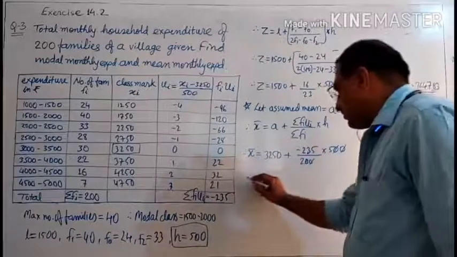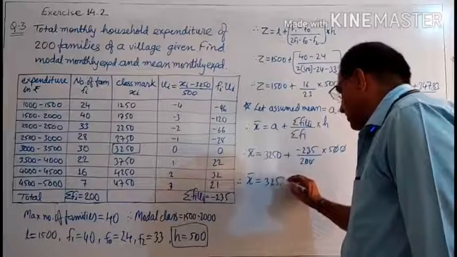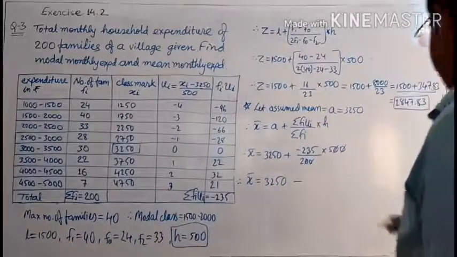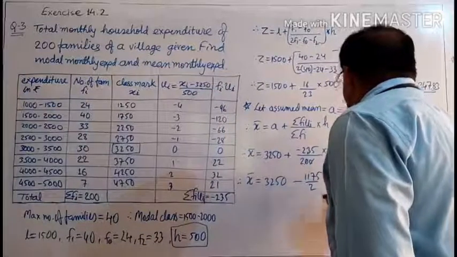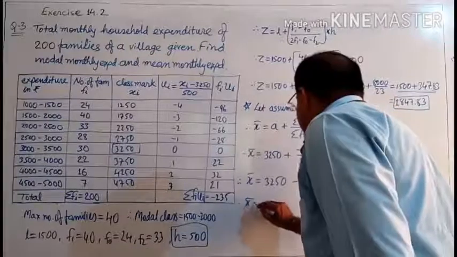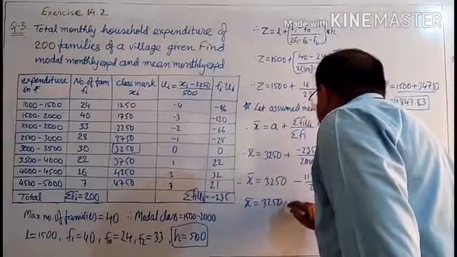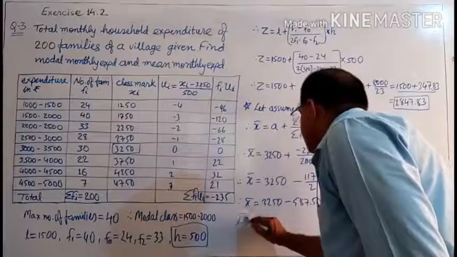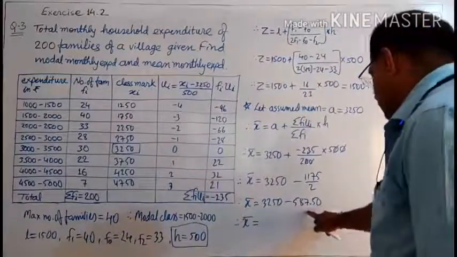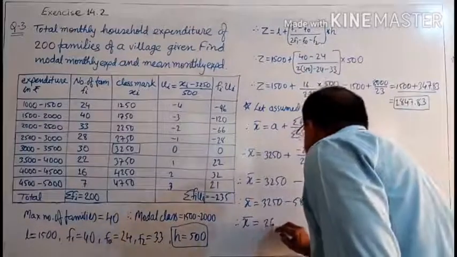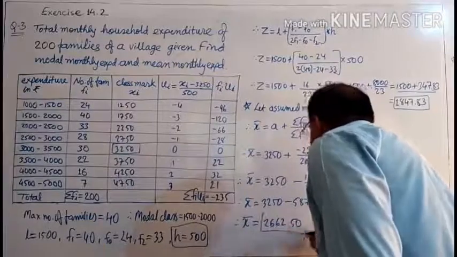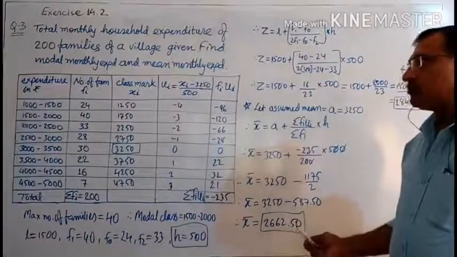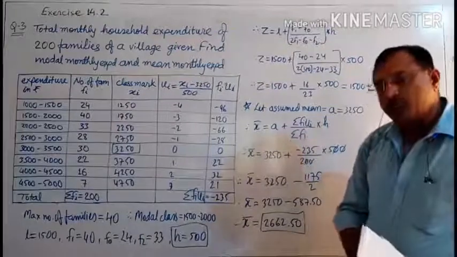So the zeros cancel, and therefore the mean is equal to 3250 minus, as it is negative, 235 5s are 1175, divided by 2. Here you get -1175 divided by 2, that means 3250 minus 587.50, and therefore the mean is 3250 minus 587.50, that means 2662.50. So this is the mean expenditure. The mean average expenditure of all the 200 families is 2662 rupees and 50 paisa.